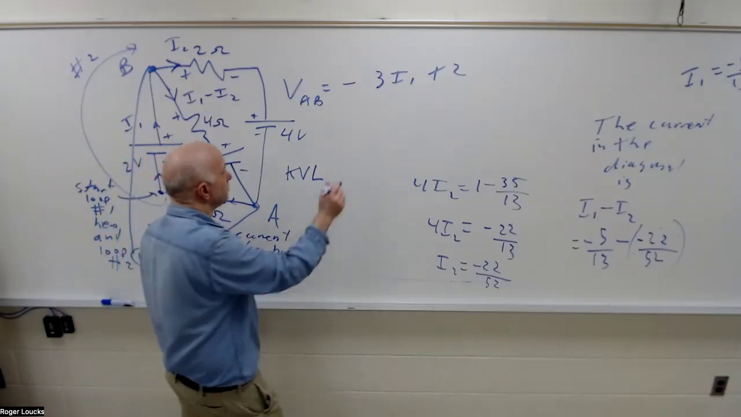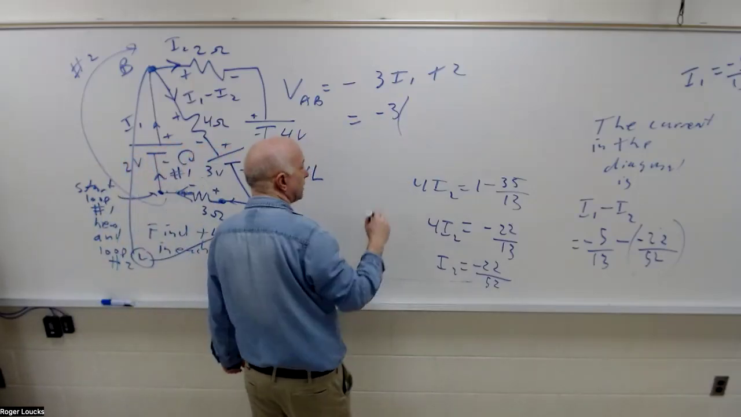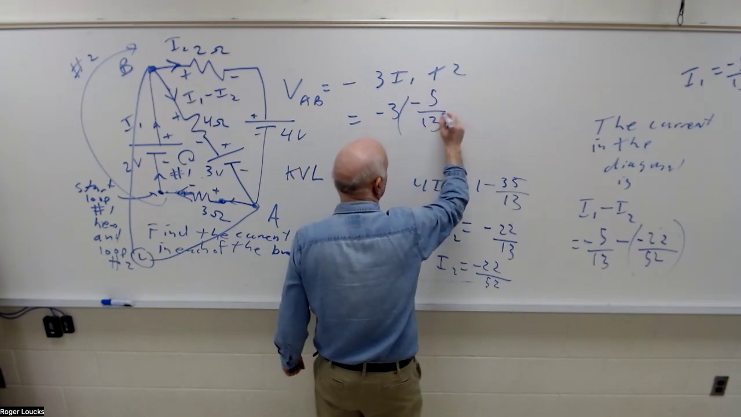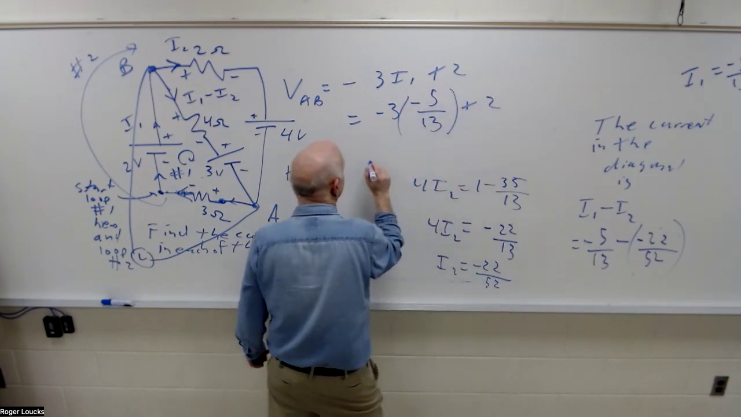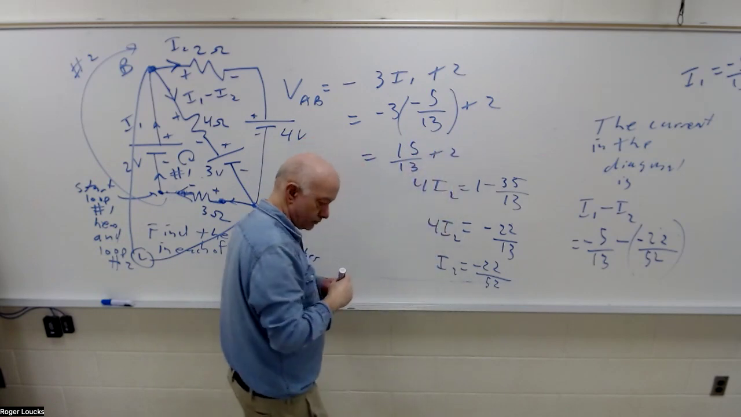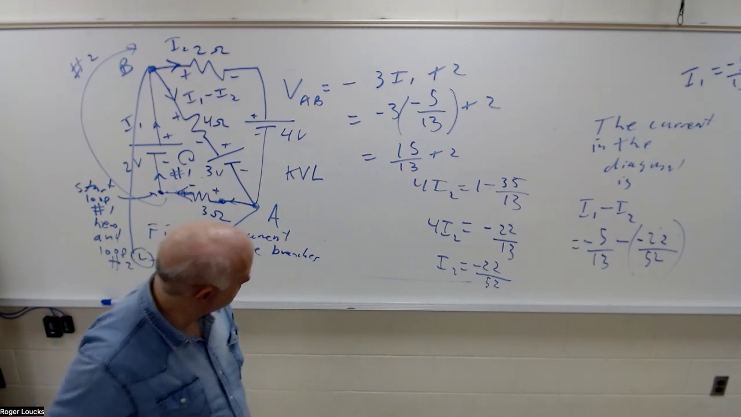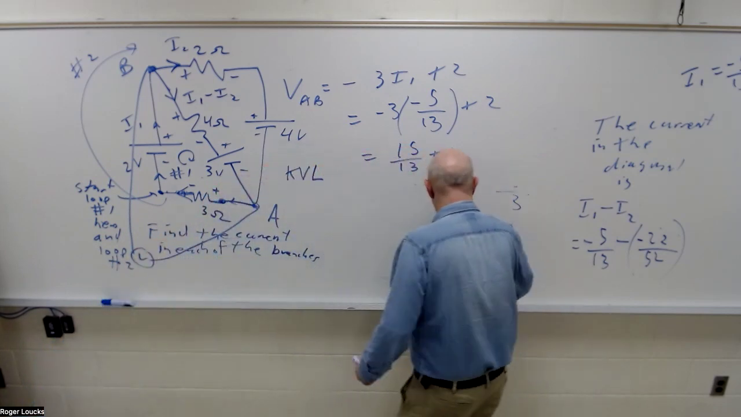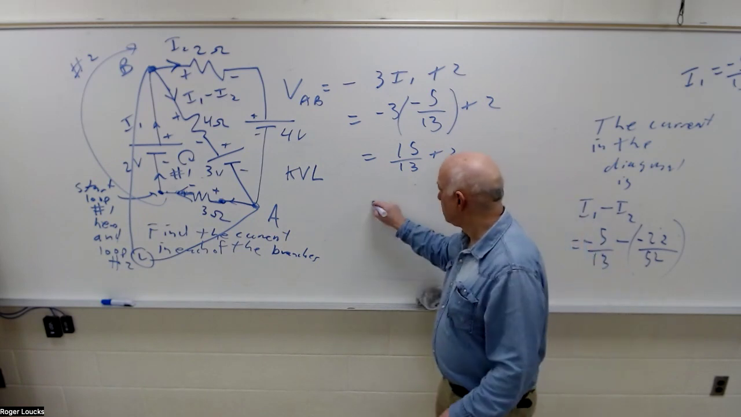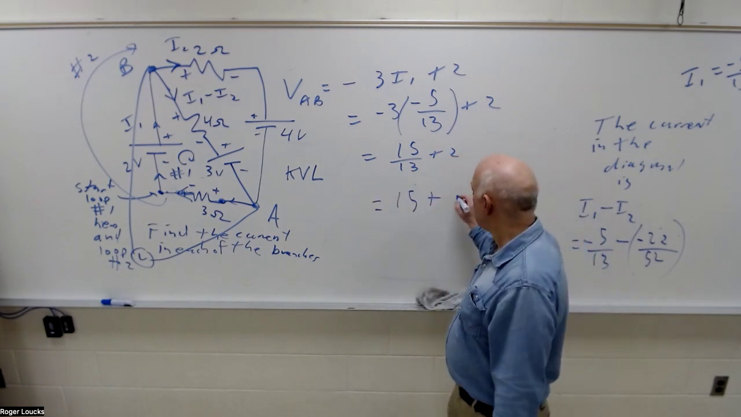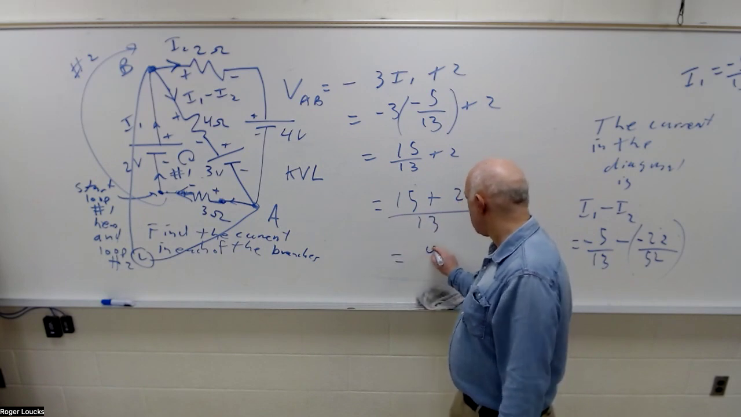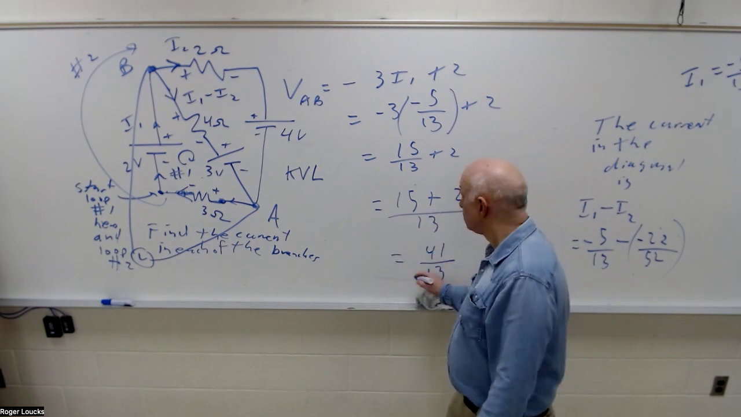So this will be minus 3. My current I1 is my buddy over here, minus 5 over 13, plus 2. This is going to be 15 over 13 plus 2. Get a common denominator here of 13. So this is going to be 15 plus 26 all over 13. And so this is going to be 41 over 13.